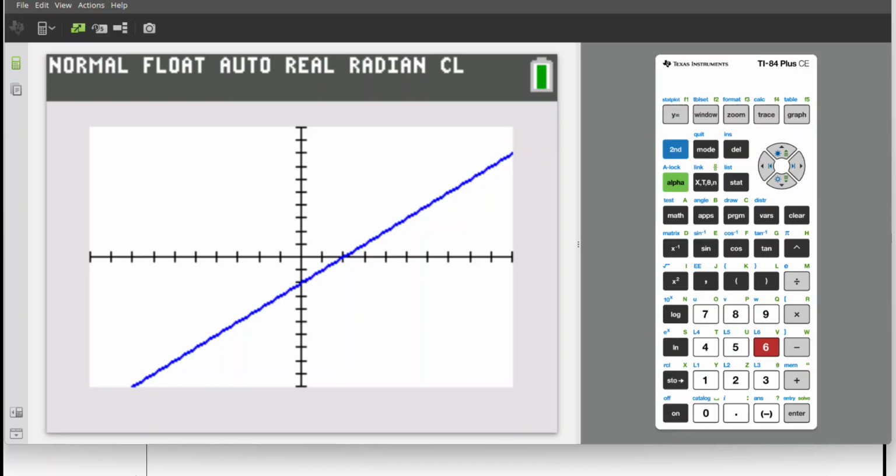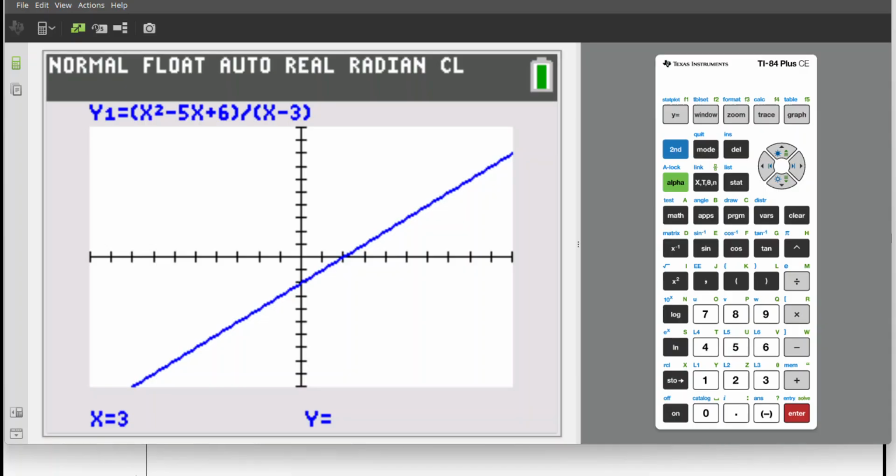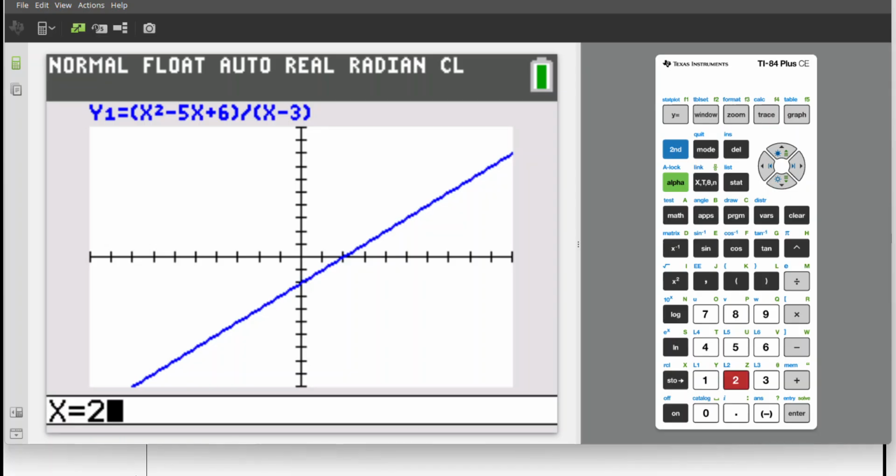So it looks like a nice straight line so far, and we want to know what's happening at 3. If I click on trace, then click 3 itself, you'll notice that the calculator does not return a number. At the bottom of the screen, it says x equal to 3 and y equal to, with no number. Why is that? Because of what we explained a few seconds ago: if I put 3 in the denominator of this function, I'm dividing by 0, and that is not allowed.